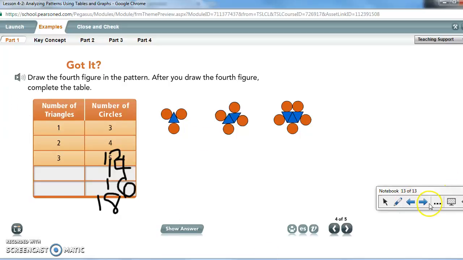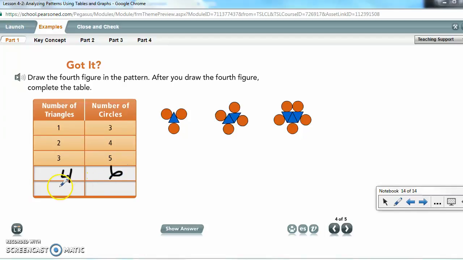What about this one? Draw the fourth figure in the pattern. After you draw the fourth figure, complete the table. So here we have 1 triangle and 3 circles. Here we have 2 triangles and 4 circles. Here we have 3 triangles and 5 circles. So if we have 4 triangles, we can assume there would be 6 and 5. There must be 7 because they're adding 1 circle each time they add a triangle.